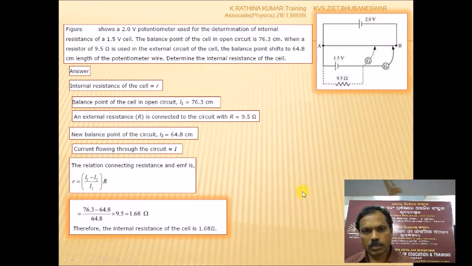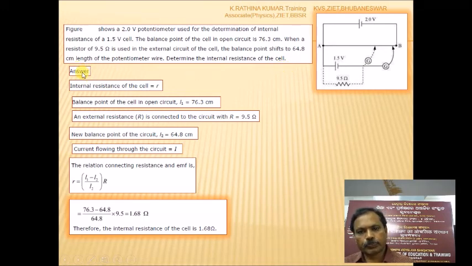The next question: the figure shows a 2.0 V potentiometer used for the determination of the internal resistance of a 1.5 V cell. The balance point of the cell in open circuit is 76.3 centimeter. When a resistor of 9.5 ohm is used in the external circuit of the cell, the balance point shifts to 64.8 centimeter length of the potentiometer wire. Determine the internal resistance of the cell.